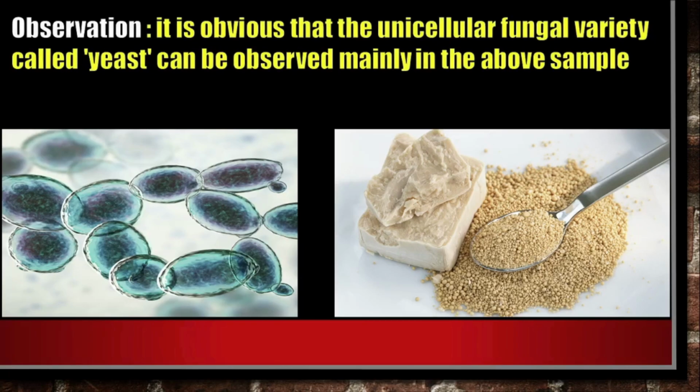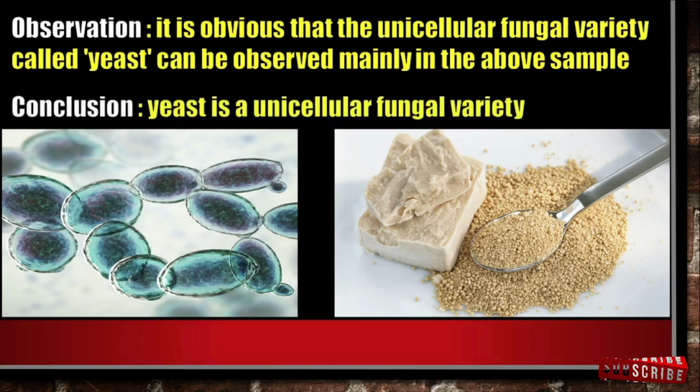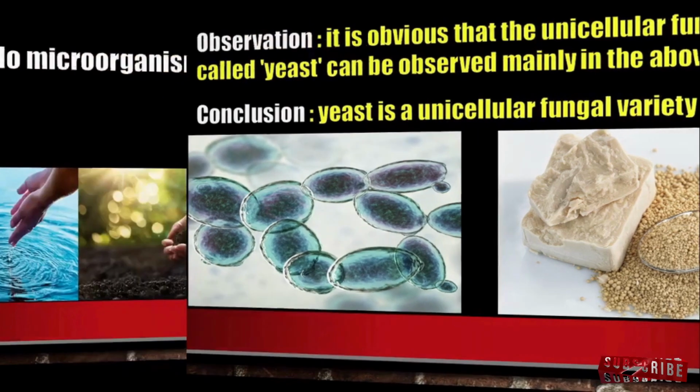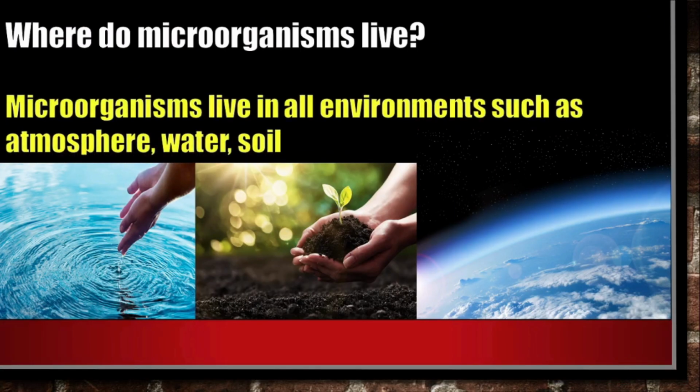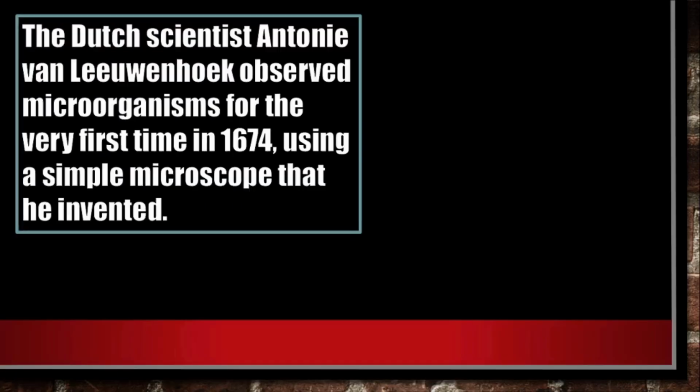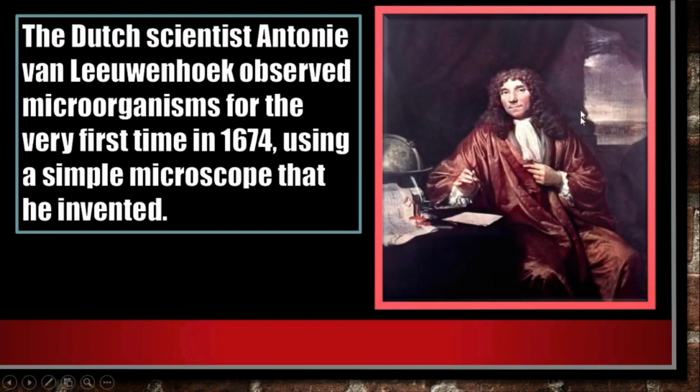The observation: it is obvious that the unicellular fungal variety called yeast can be observed mainly in the above sample. Conclusion: yeast is a unicellular fungal variety. Where do microorganisms live? Microorganisms live in all environments, such as atmosphere, water, and soil. The Dutch scientist Antonie van Leeuwenhoek observed microorganisms for the very first time in 1674 using the simple microscope that he invented. This is a picture of the Dutch scientist Antonie van Leeuwenhoek.